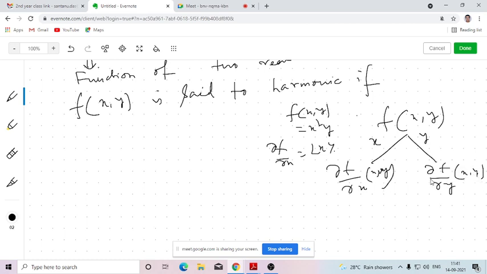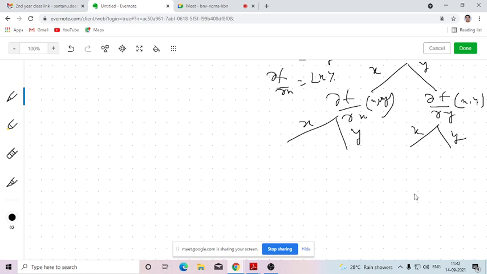Since they are also functions of x and y, here also we can differentiate this with respect to x and with respect to y. Here also we can differentiate this with respect to x and with respect to y. So there will be four partial derivatives up to second order. Unlike the function of one real variable, here there will be four partial derivatives up to second order.